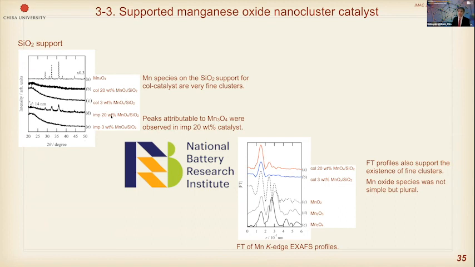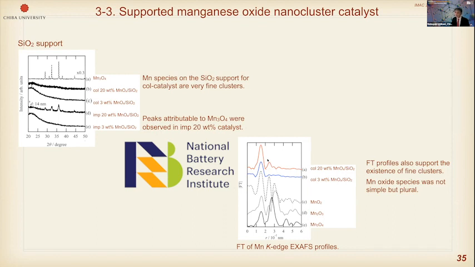So in this case, the impregnation catalyst has larger manganese particles on the support. However, the colloid catalyst does not. And we checked what chemical species of manganese has been prepared on the support. Then we can see the colloid-derived catalyst shown here.